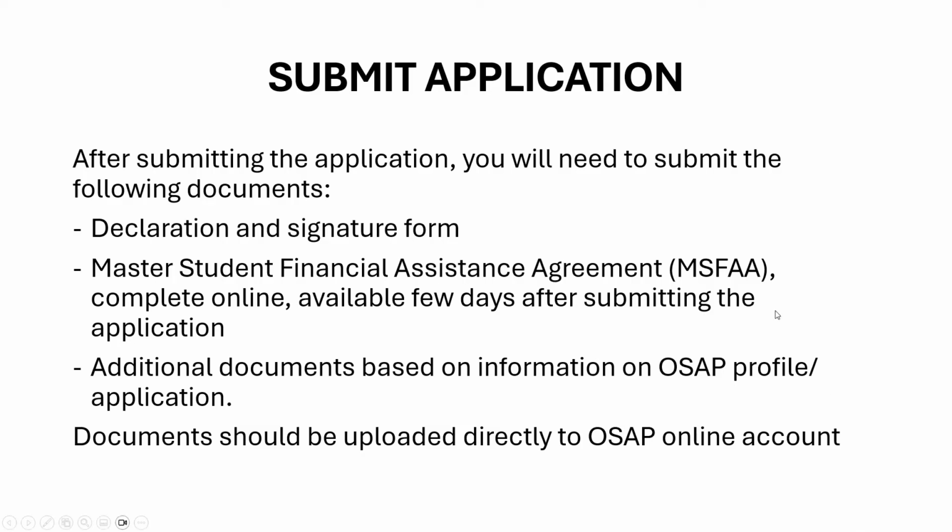You upload online. The second one is a Master Student Financial Assistance Agreement, MSFAA. You complete online and it will be available a few days after submitting the applications. And then the additional documents based on information on your OSAP profile or applications. For example, if you're married, then you submit the marriage certificate, or if you change the name, then you submit the legal name change.